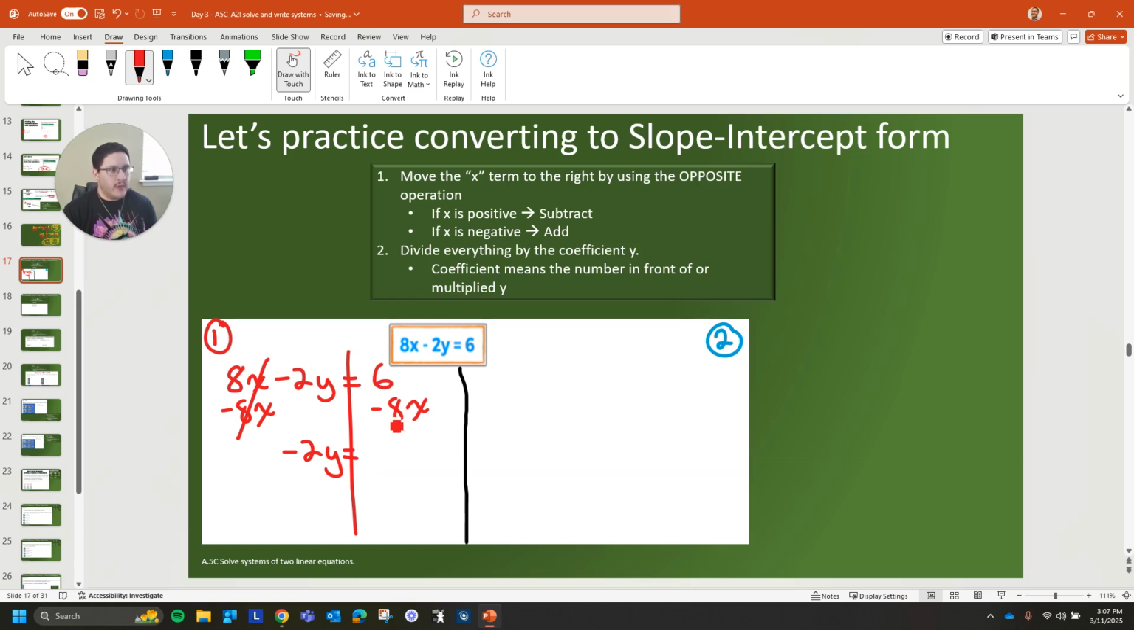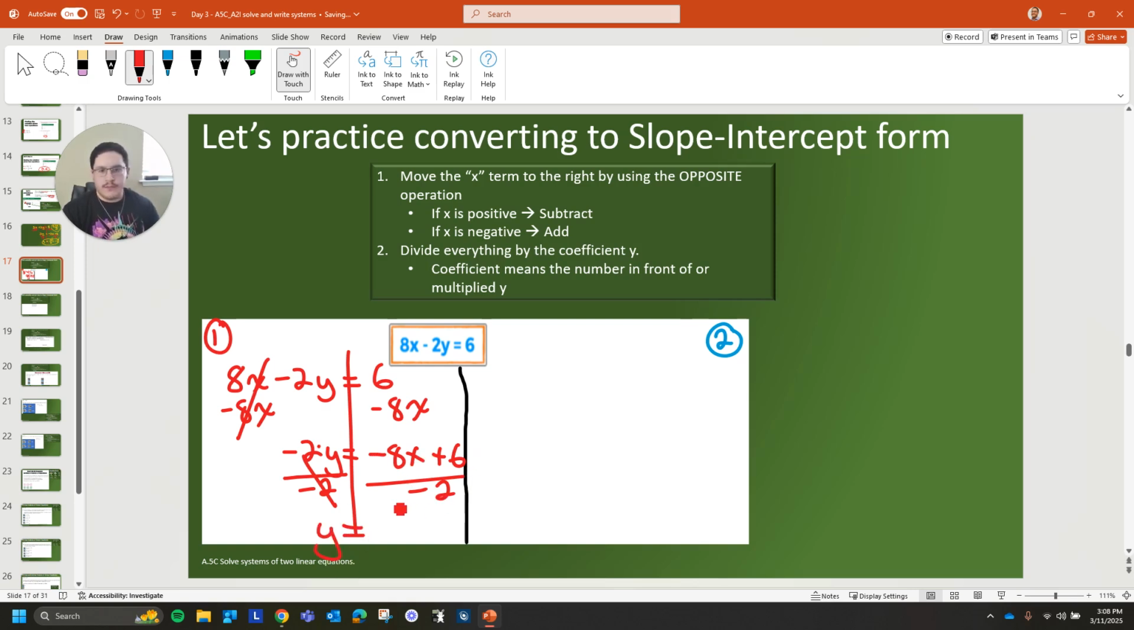I'm going to arrange this to where the x is first, which is negative 8x plus 6, because the 6 is positive. Next thing I notice is this negative 2 that's attached to the y through multiplication. So I'm going to do the opposite of multiplication, which is divide both sides by -2. Now I'm going to divide everything by -2. So -8 divided by -2 and +6 divided by -2.